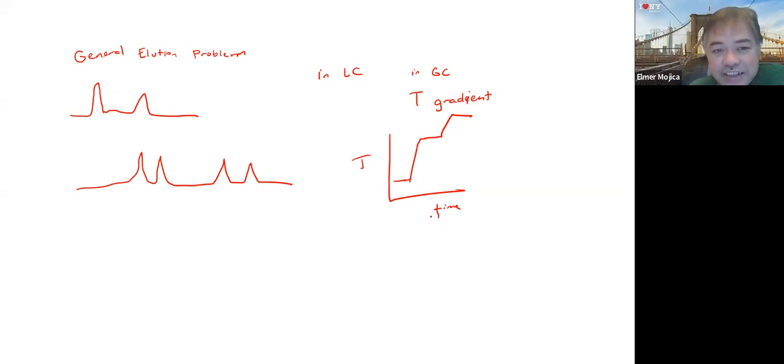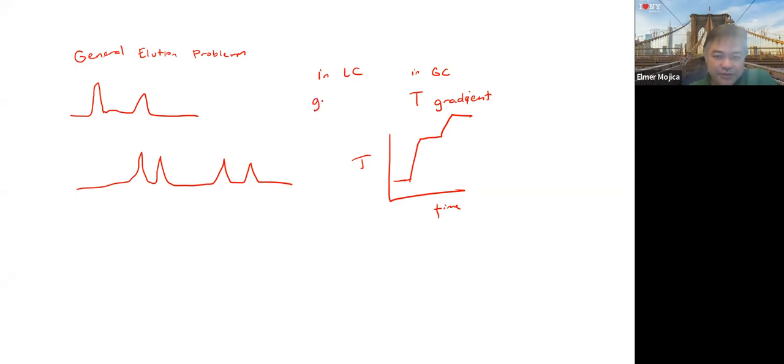Okay, because ang nangyayari lang kasi dito yung iba, strongly bound siya. So ang nangyayari, you have to separate them based on the difference of their boiling point for GC. Now, how about for LC? How do we separate them? How do we solve the general elution problem?